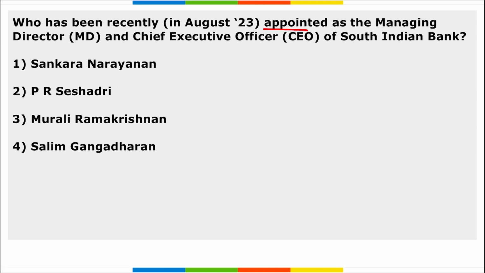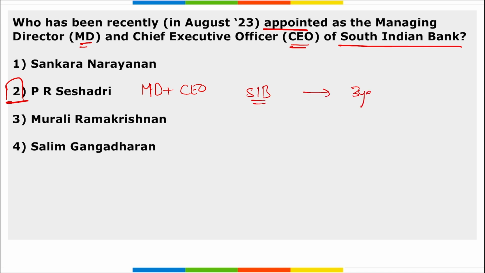Next, who has been recently appointed as the Managing Director and Chief Executive Officer of South Indian Bank? He will be PR Sheshdhari, right? He has been appointed as the Managing Director and Chief Executive Officer of South Indian Bank for a period of 3 years with effect from 1st October 2023. He is currently mentoring businesses, both at operating level as well as board level, at various companies. He will be replacing whom? He will be replacing Murali Ramakrishnan, whose tenure as MD and CEO of South Indian Bank will be ending on 30th of September 2023.